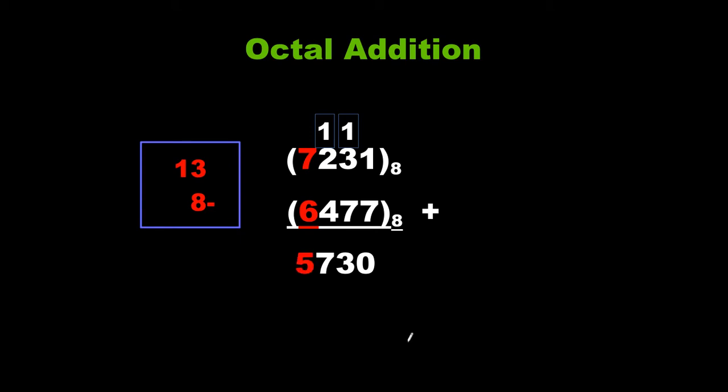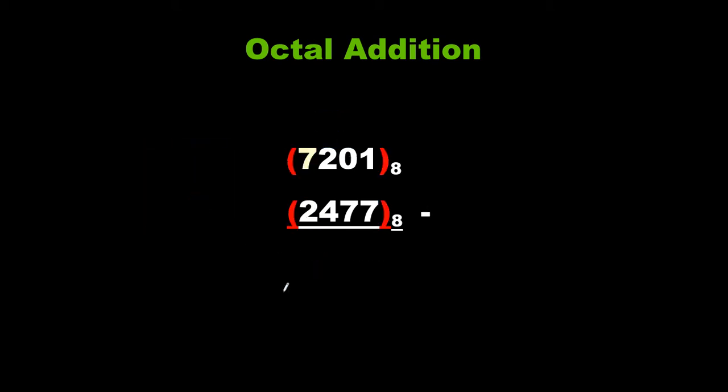Octal subtraction. What do I have? 1 minus 7. Can I do that? No. So I need to borrow. Can I borrow from this? No. Can I borrow from this? Yes. So this will be 1. How much did I borrow? I borrowed 8. I borrowed 8, which is 1. Be careful of this, guys.